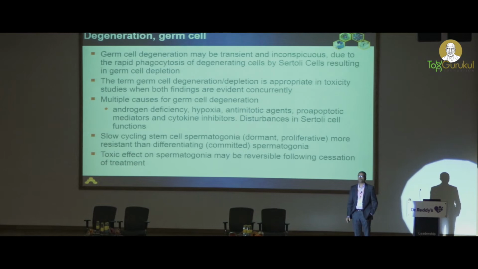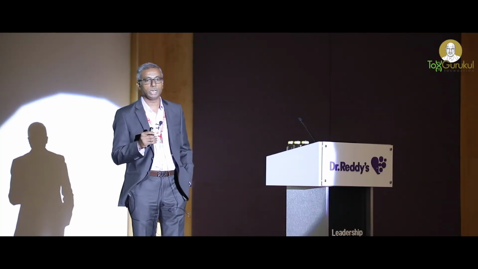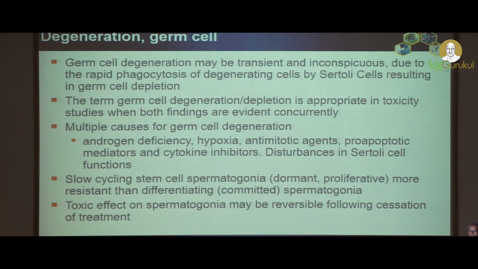This degeneration can be so transient and inconspicuous that the Sertoli cells can actually phagocytize them so fast that within the next 24 hours you may not see those cells. I have few examples. In that case it is only a germ cell depletion that you would see. If you see both degeneration and depletion when there is a continuous administration of the drug, you have to actually call it degeneration and depletion. There are multiple reasons: androgen deficiency can lead to degeneration, hypoxia, antimitotic agents, pro-apoptotic agent mediators, and cytokine inhibitors. And disturbance in Sertoli cell function also leads to it.